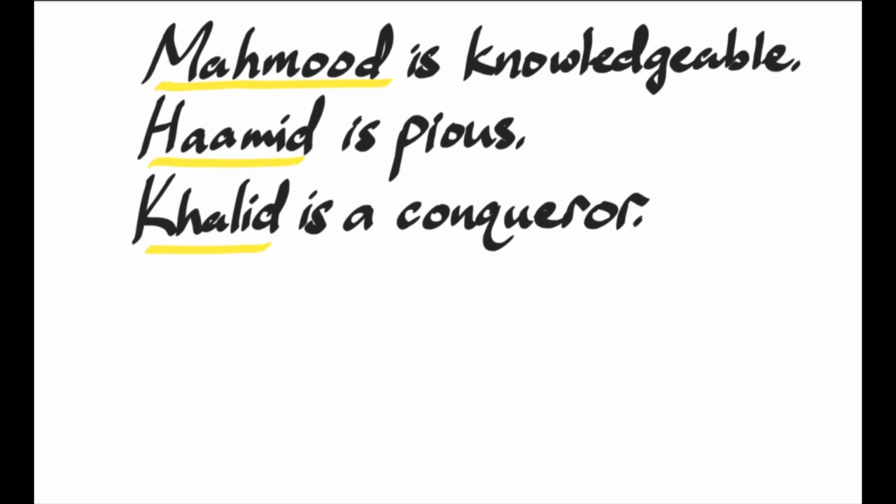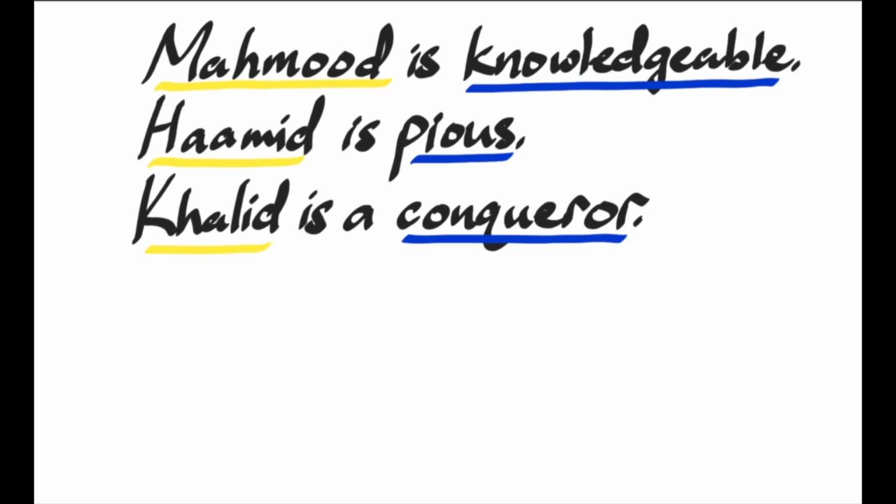The second part of the sentence has to be what you are saying about the subject. This is known as the predicate. For example, in the first sentence, what you're saying about Mahmud is that he is knowledgeable. So knowledgeable here is the predicate of the first sentence. In the second sentence, what you're saying about Hamid is that he is pious, so therefore pious is the predicate. And in the third sentence, likewise, what you're saying about Khalid is that he is a conqueror. So conqueror becomes the predicate of the third sentence.